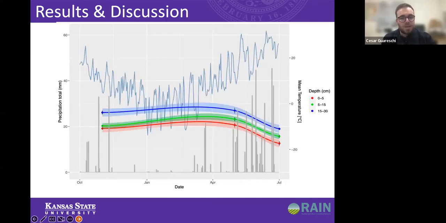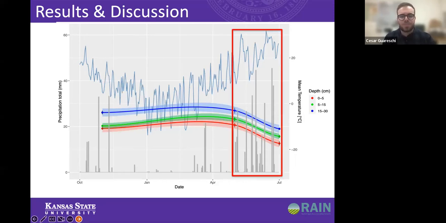And here on this plot, I just want to highlight that we have on the x-axis pretty much all the growing season, talking about months, and then on one of the y-axes we have precipitation, the bars, and mean temperature, the line.